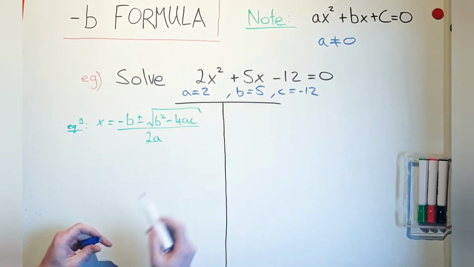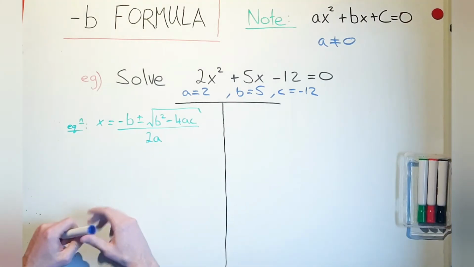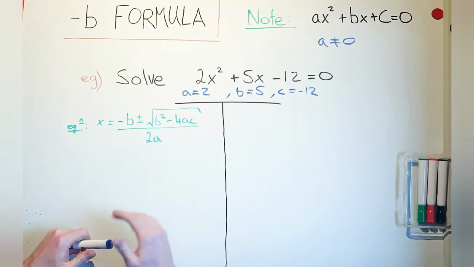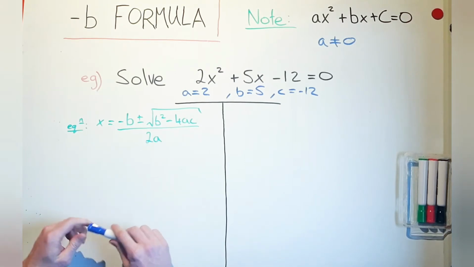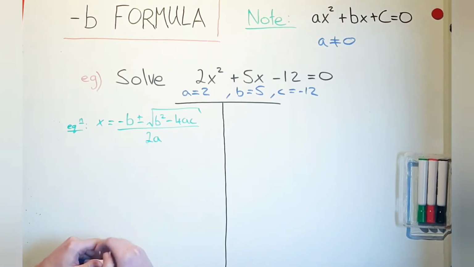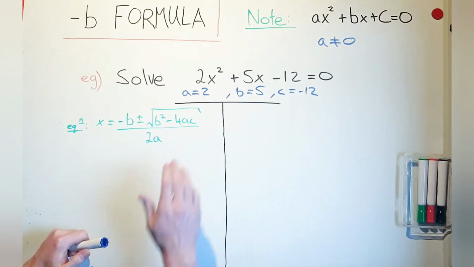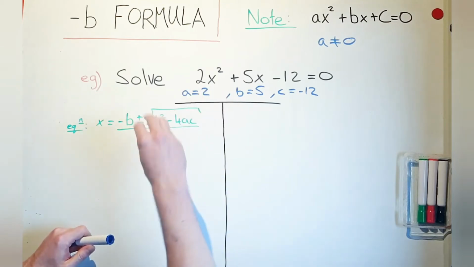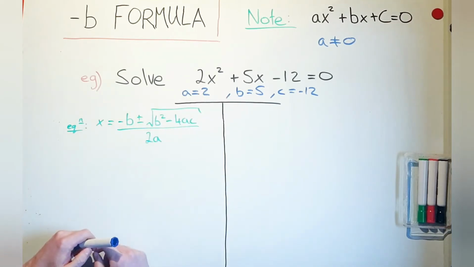So with a, b and c, all you need to do now is plug those values into this minus b formula, and after that it's really just simplification and maybe even using the calculator at the end. Once you have your a, b and c written out explicitly, you're just going to pick them up and put them into this formula.